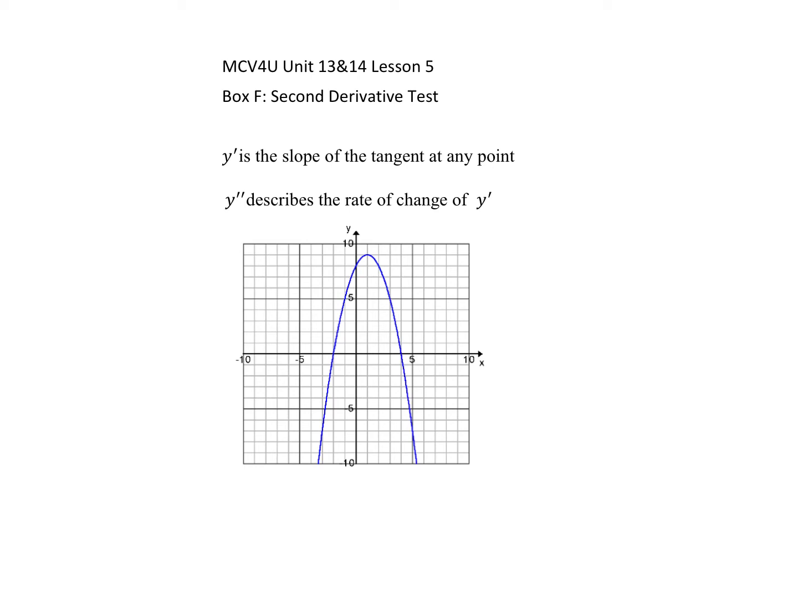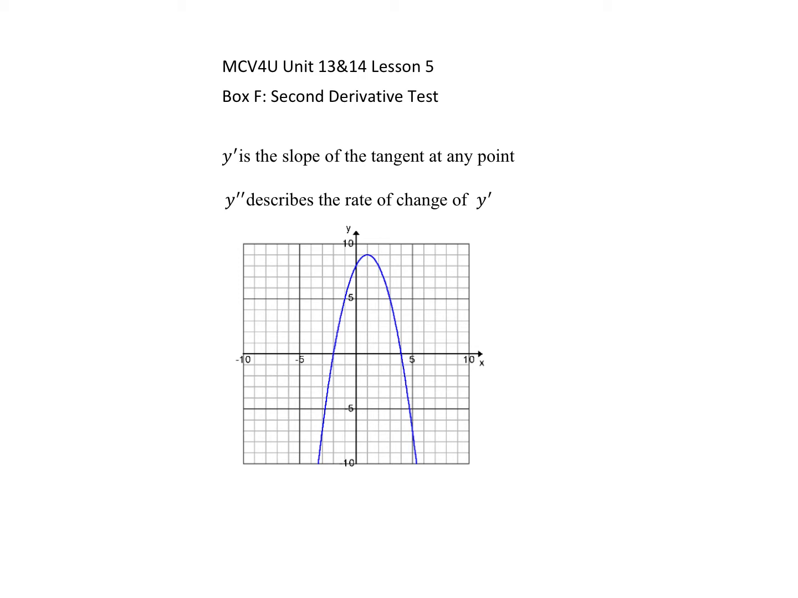In this lesson, we are going to look at the second derivative test, which will allow us to determine whether critical numbers are points of inflection and find local max and min without actually doing that interval table that we've been doing. So if you remember, y prime, the first derivative, is the slope of the tangent at any point, and then the second derivative describes the rate of change of y prime, or the rate of change of that slope.